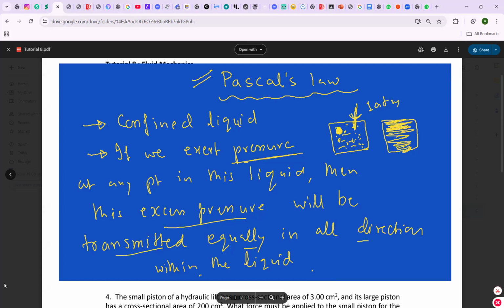Understood? Now, this Pascal's law is very important because of two applications. One is the hydraulic lift. We will see that. Shall I erase this one?